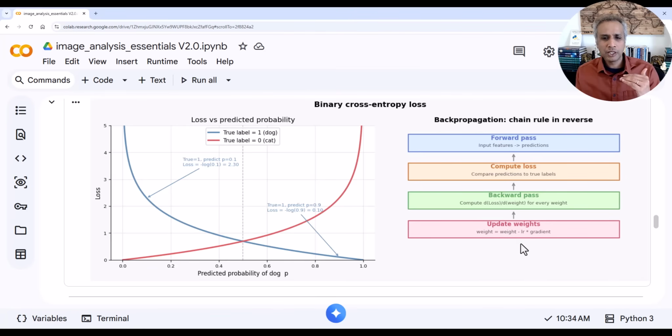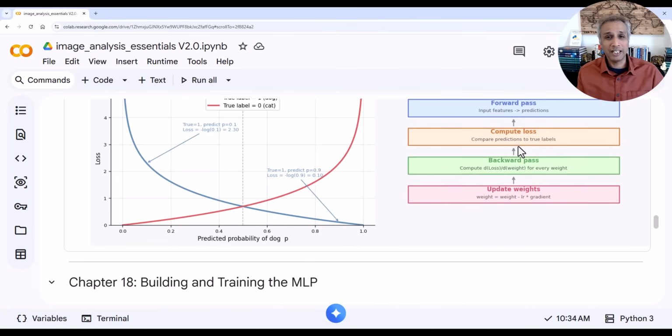You update the weights, and then you do the backward pass. How do you do the backward pass? You do a partial differentiation of your loss function with respect to every weight that you have, and that's how you compute the backward pass, meaning how to update those weights. Okay, and then comes computing the loss. So compare predictions to the true labels, and then do a forward pass, and then this is how the chain rule actually is displayed in reverse right there.